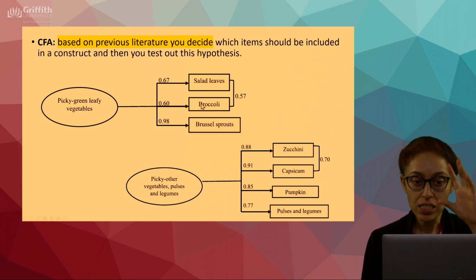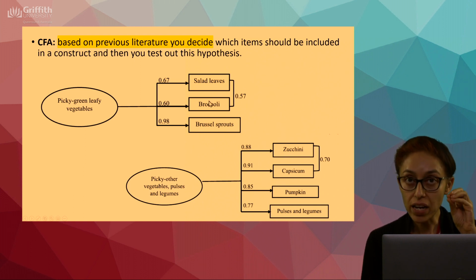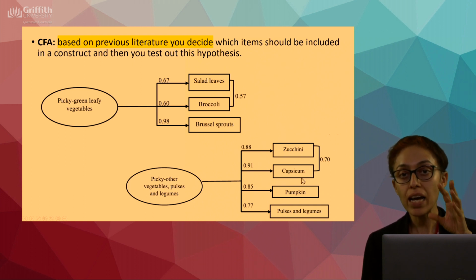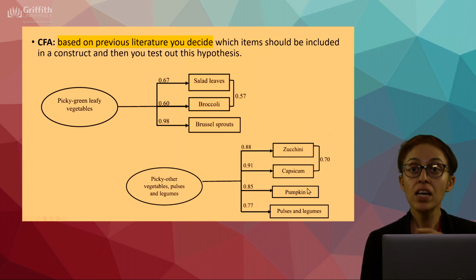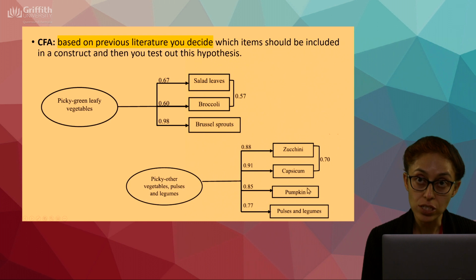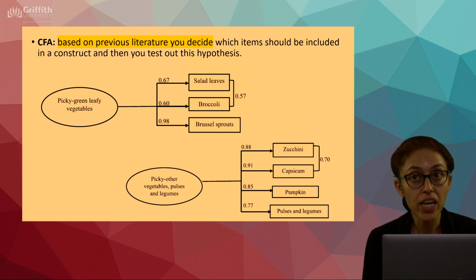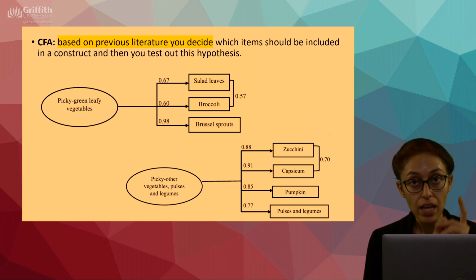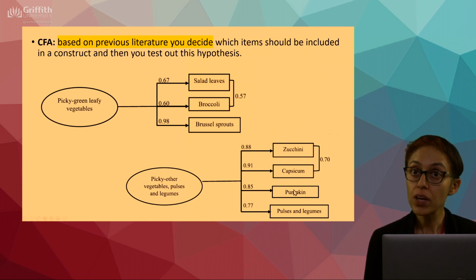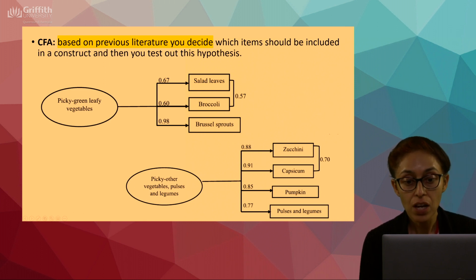So these three items, salad leaves, broccoli, Brussels sprouts, are one construct. Then you have your zucchini, capsicum, pumpkin, pulses and legumes. These are my second construct. And as per the Australian Guide to Healthy Eating, which was the foundation for me designing these constructs, pulses and legumes can sit in the vegetable group as well. Therefore, I decided that my pulses and legumes should come in the vegetable group. Make sense? Okay.